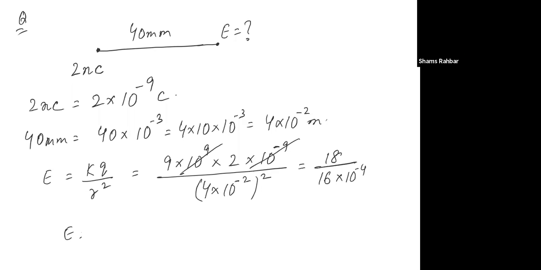If you take anything from denominator to the numerator or numerator to the denominator, the sign of the power changes. So if you take 10 to the power minus 4 to the numerator, it will become positive. And here I can cancel out this 18 and this 16 by 2. 2 nines are 18 and 2 eights are 16. Means you will get your answer as 9 upon 8 into 10 to the power 4 Newton per coulomb. Is it clear or not? Please tell me.